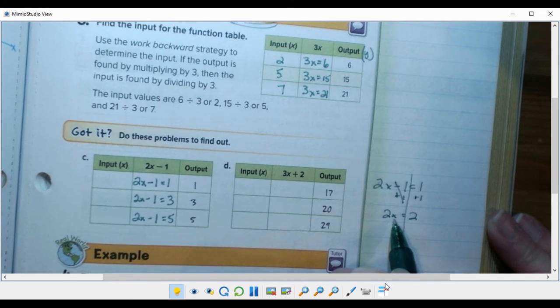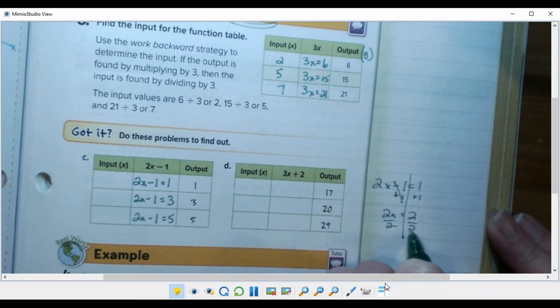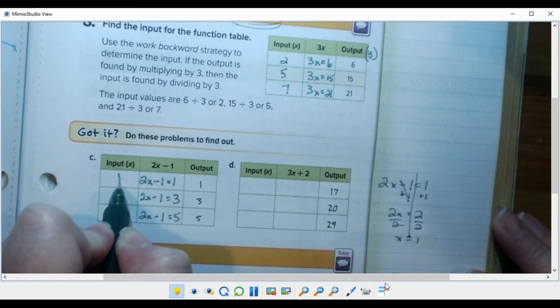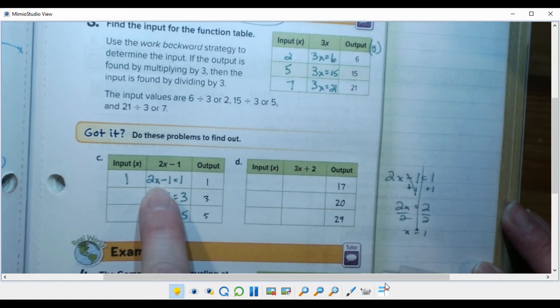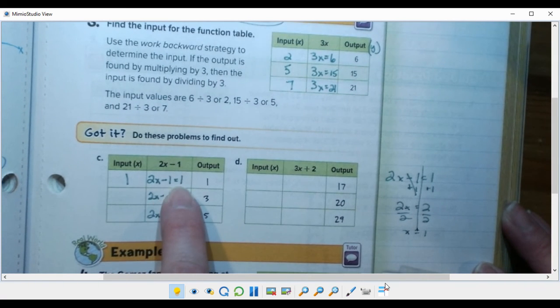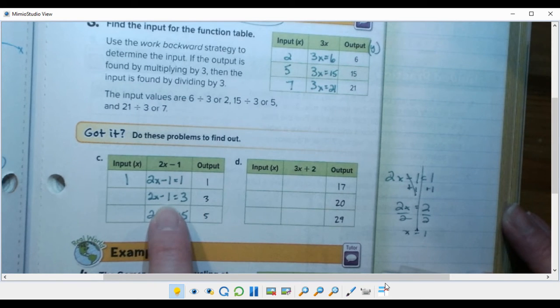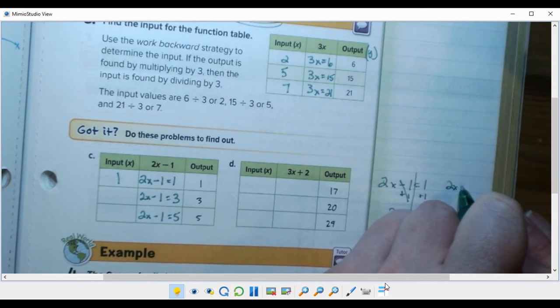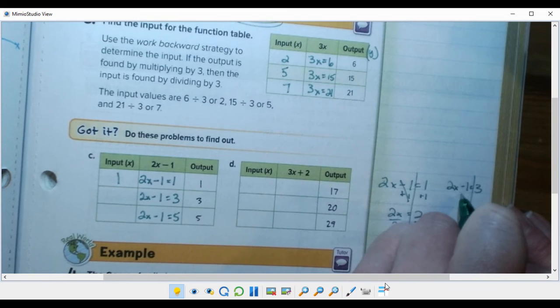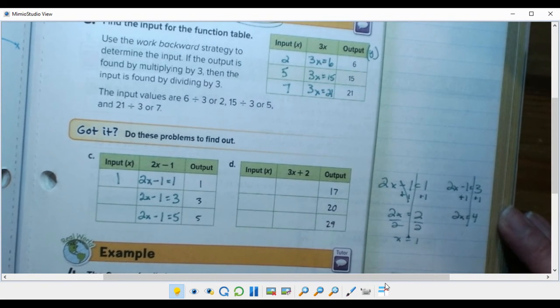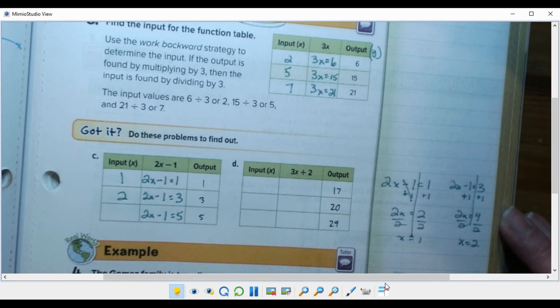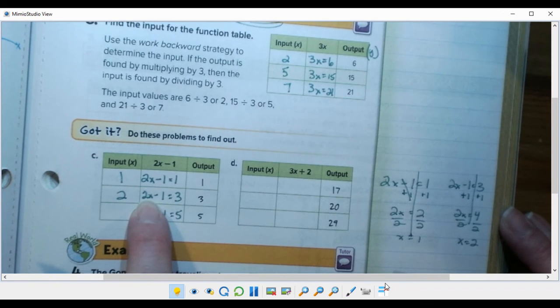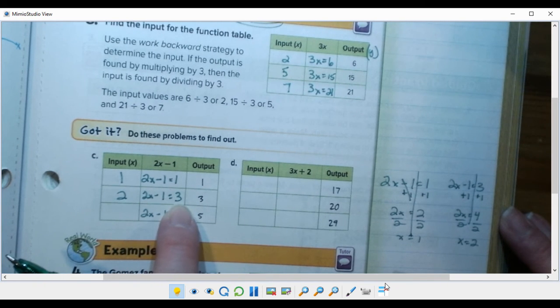Well, now 2 times what equals 2? X equals 1. Let's check it just to be sure. 2 times 1 is 2. 2 minus 1 is 1. So we're good. All right, let's undo with this one. 2x minus 1 equals 3. So I'll add 1, undo, do the opposite. I get 2x equals 4. And then 2 times what equals 4? So let's check. 2 times 2 is 4. 4 minus 1 is 3.